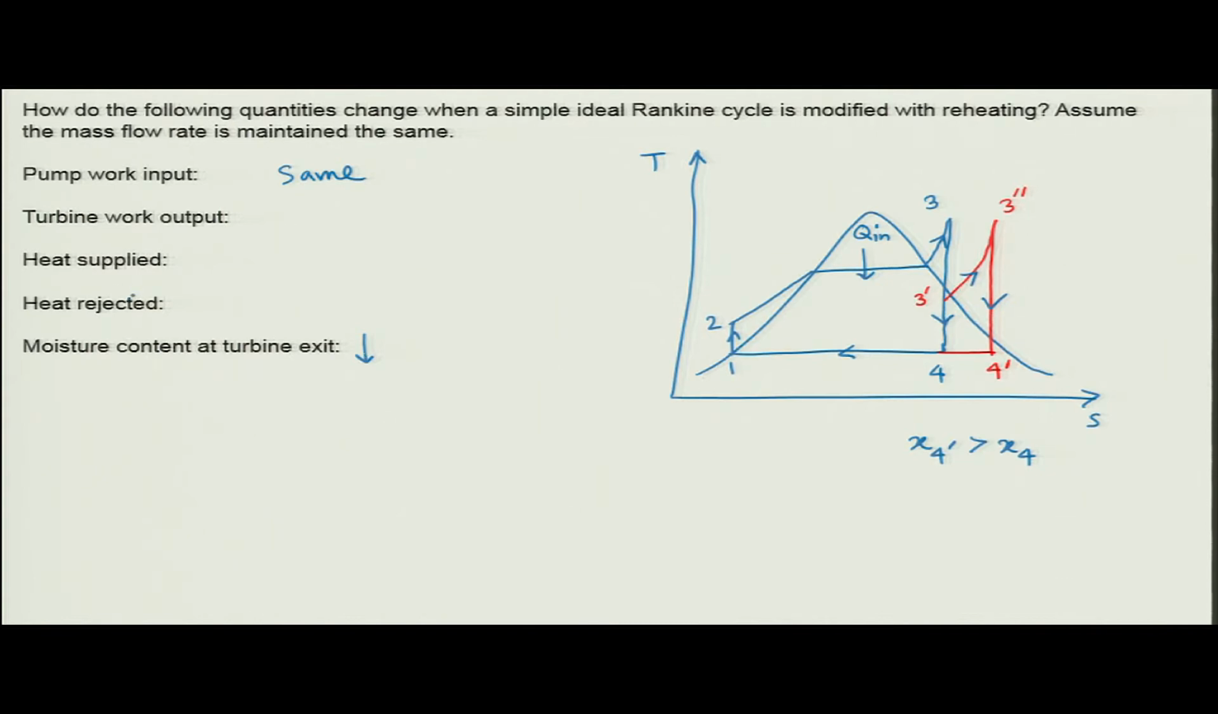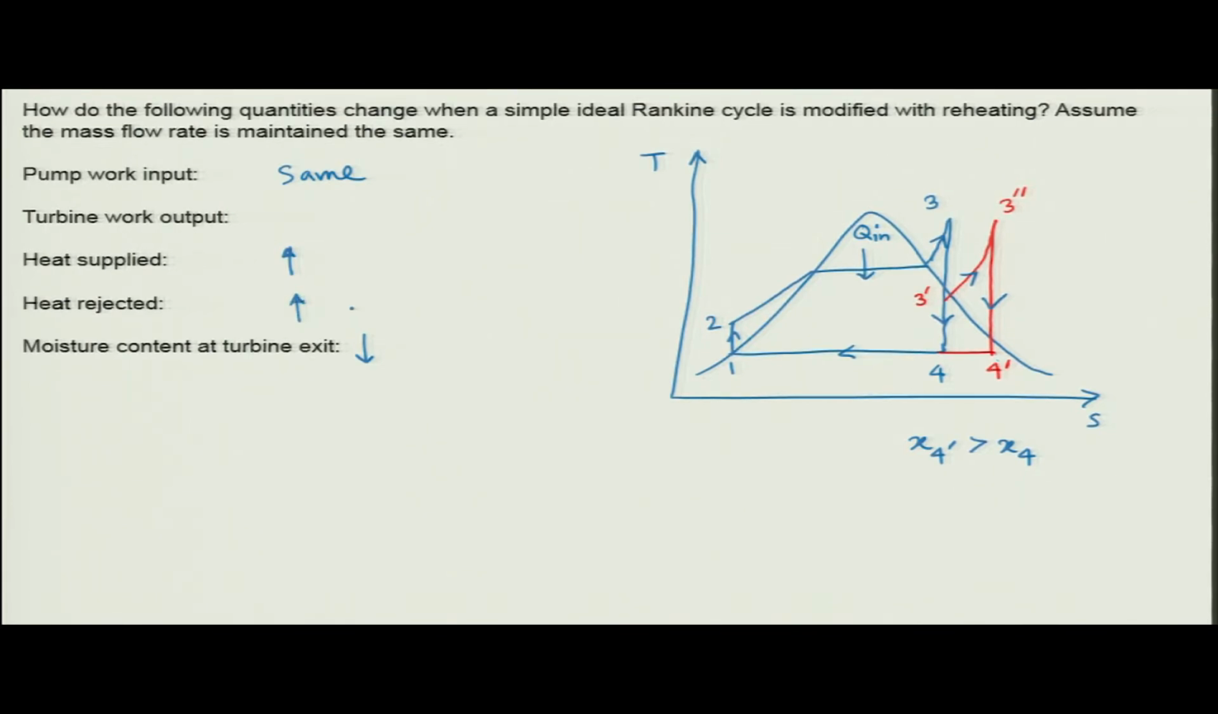What will happen to the heat supplied? Heat supplied now will become 2 to 3, and then you have to add 3 dash to 3 double dash. So, there is more heat addition. So, heat supplied will increase. What will happen to the heat rejection? Heat rejection will also increase, because the area under the curve 4 dash to 1 is now the heat rejection, and earlier it was this much, 4 to 1. So, you can see that the heat rejection will also increase.